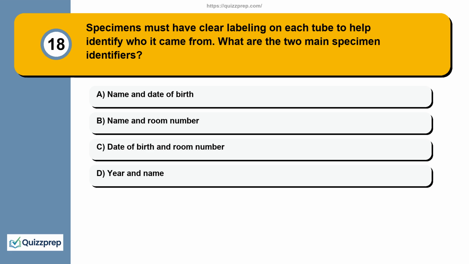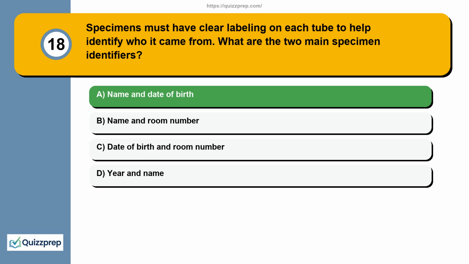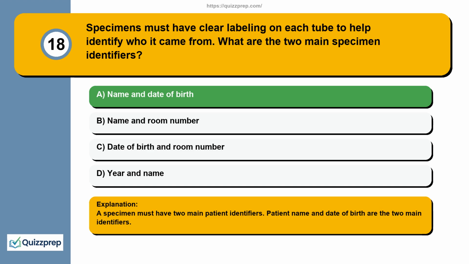Question 18. Specimens must have clear labeling on each tube to help identify who it came from. What are the 2 main specimen identifiers? Name and date of birth. Name and room number. Date of birth and room number. Year and name. A specimen must have 2 main patient identifiers. Patient name and date of birth are the 2 main identifiers.